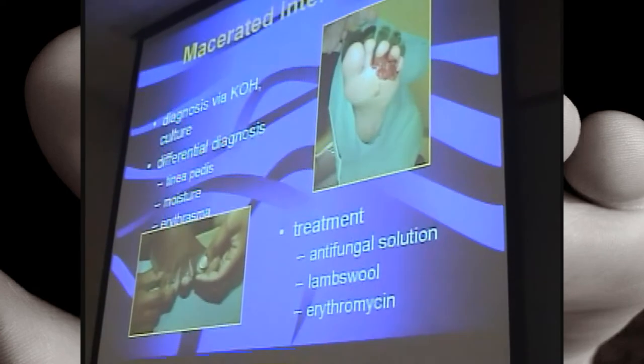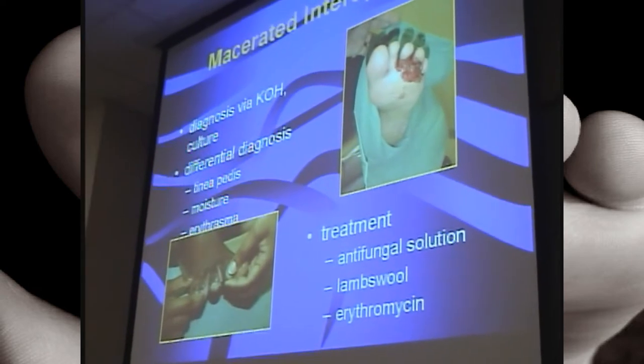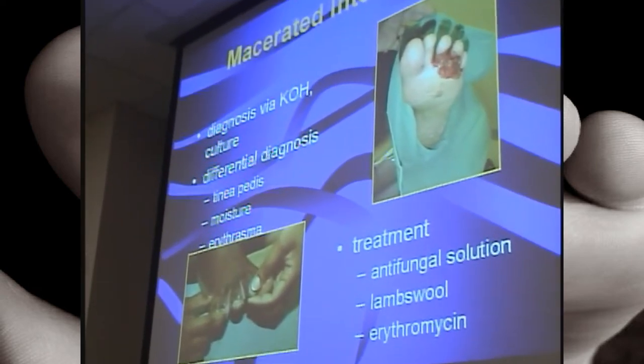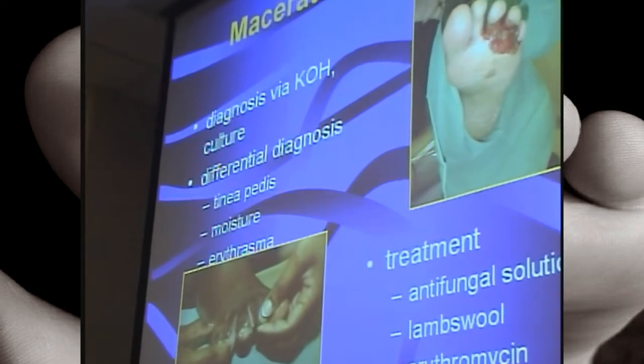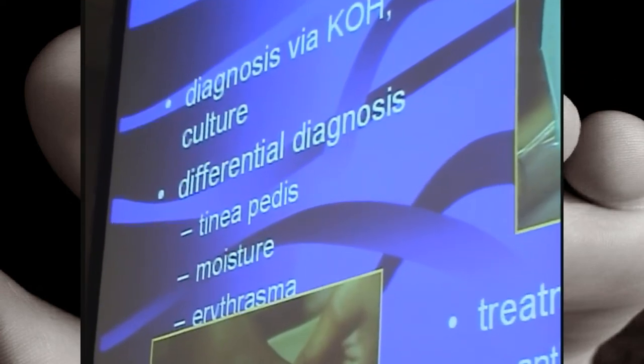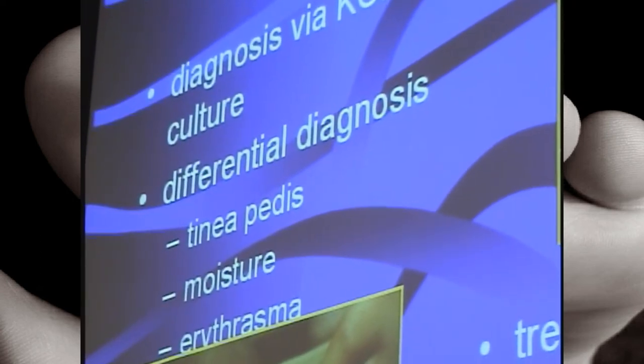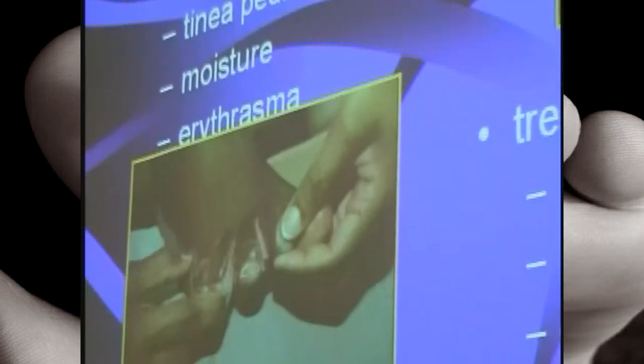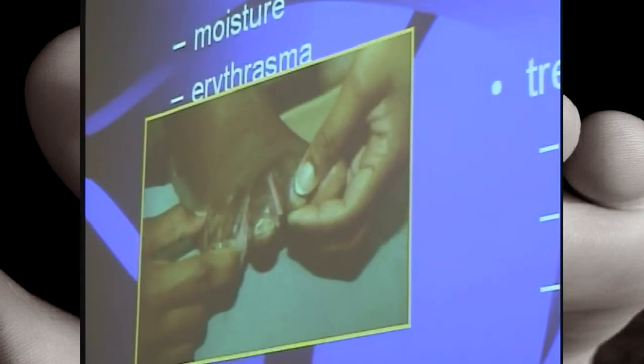You can do some studies like KOH and cultures, but I don't do those. Those are strictly a clinical diagnosis for me, and I just go ahead and treat it. So I don't do the culturing unless I suspect something else, that it doesn't fit any of those pictures.